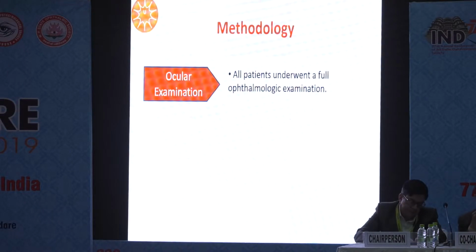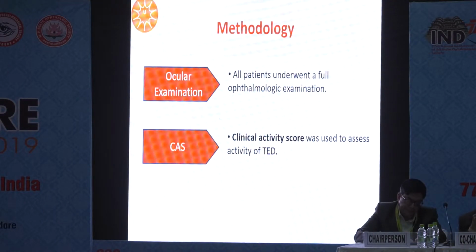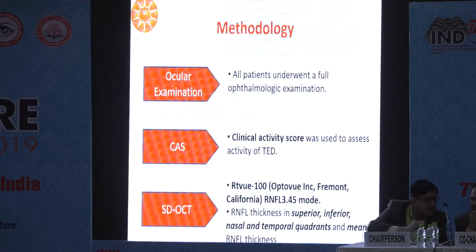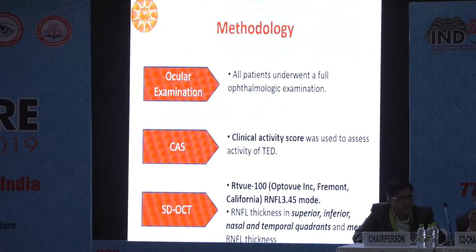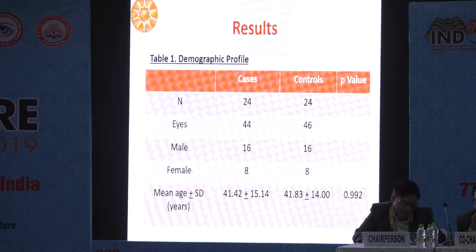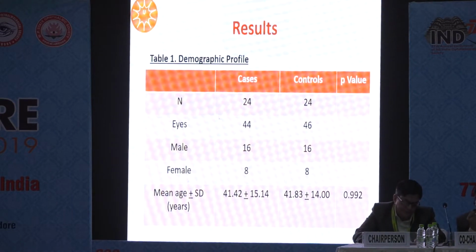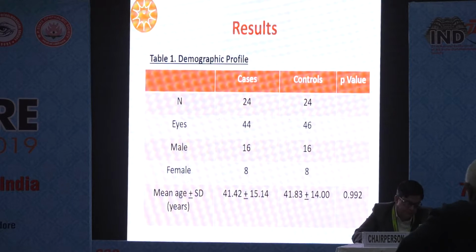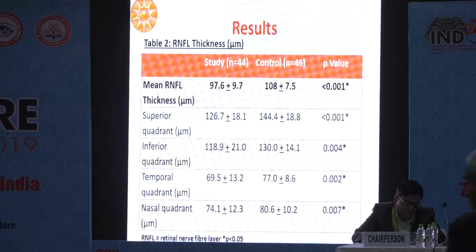All patients underwent a complete ophthalmic examination. Clinical activity score was assessed, and SD-OCT was performed with RNFL thickness in all the quadrants as well as mean RNFL thickness being recorded. Data was analyzed using SPSS version 24. These are the results. There were a total of 44 eyes among cases and 46 eyes among controls. Male to female ratio was equal in both the groups, and mean age was similar in both the groups.